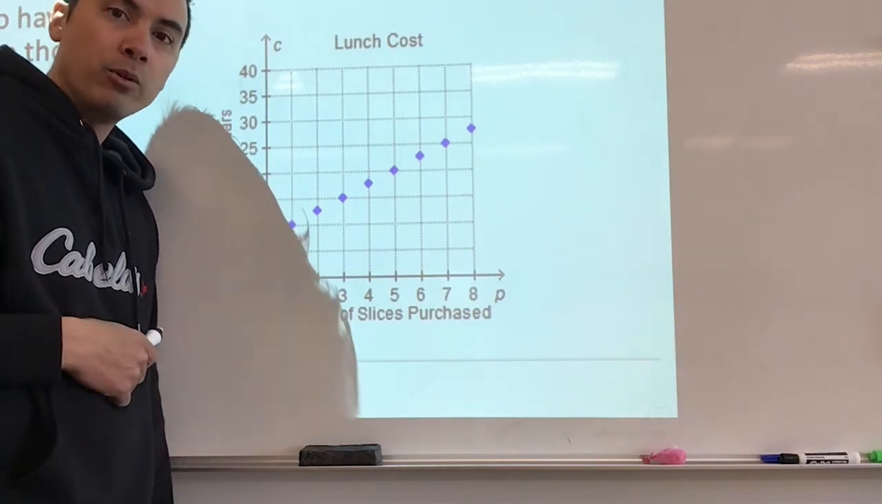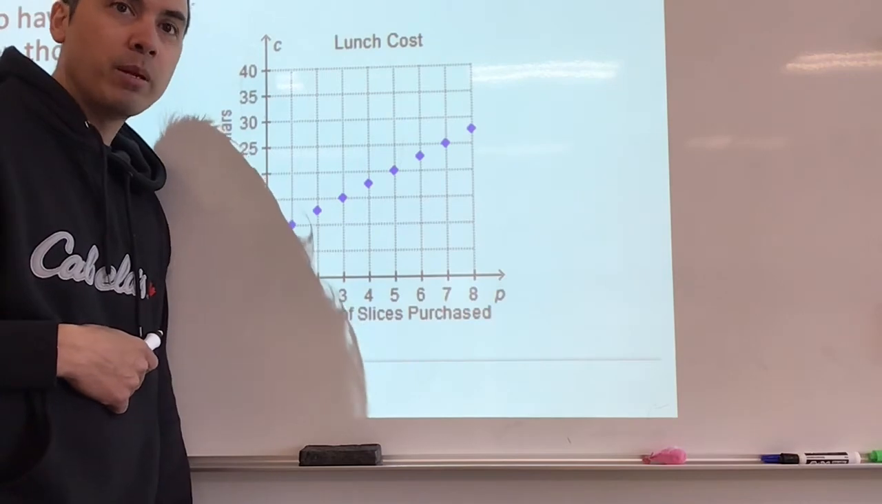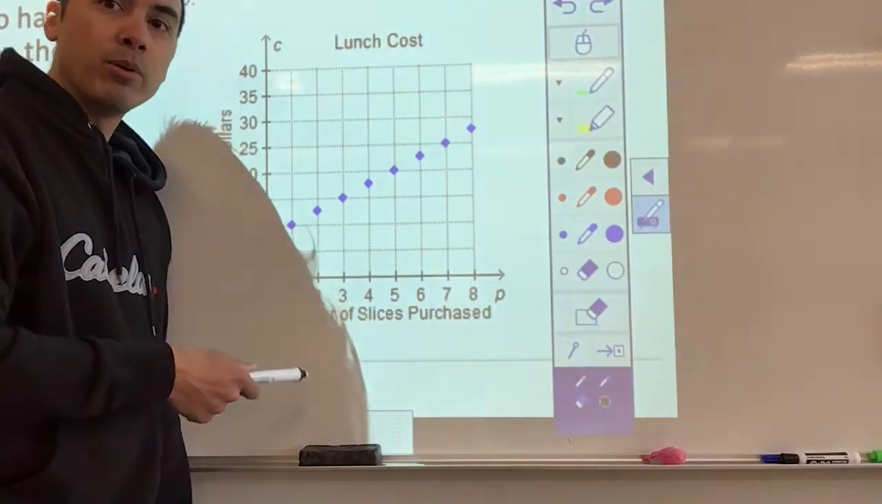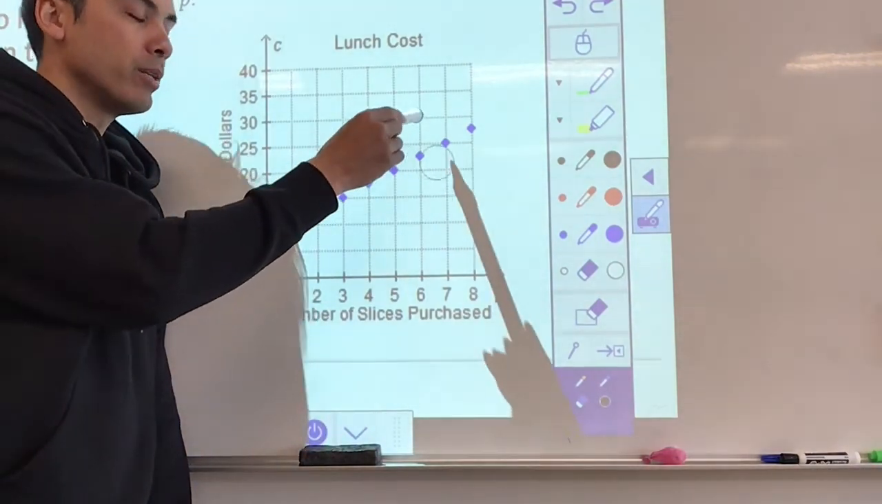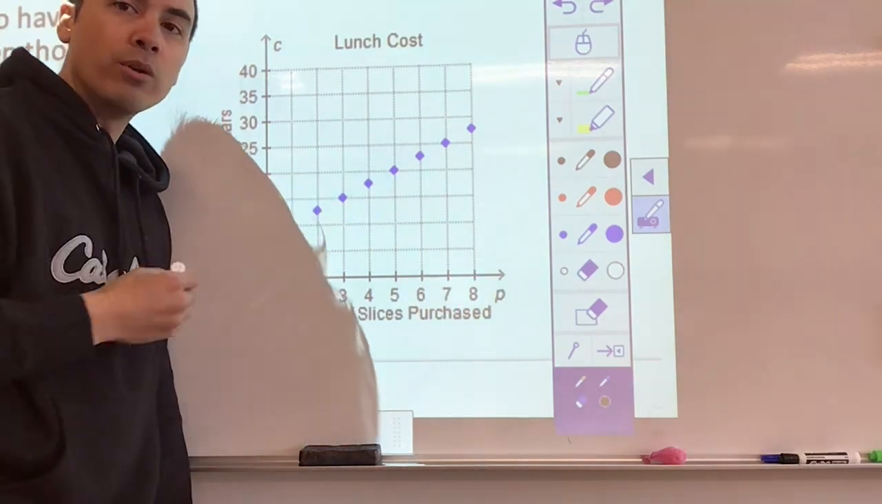Maybe you go in there and say, oh, my 2-year-old can only eat half a slice of pizza, I only want to buy half. Well, unfortunately, the pizzeria is probably just going to make you buy the whole thing and you're going to have to eat the other half. So this is an example where data points don't exist between the ones shown on this graph.